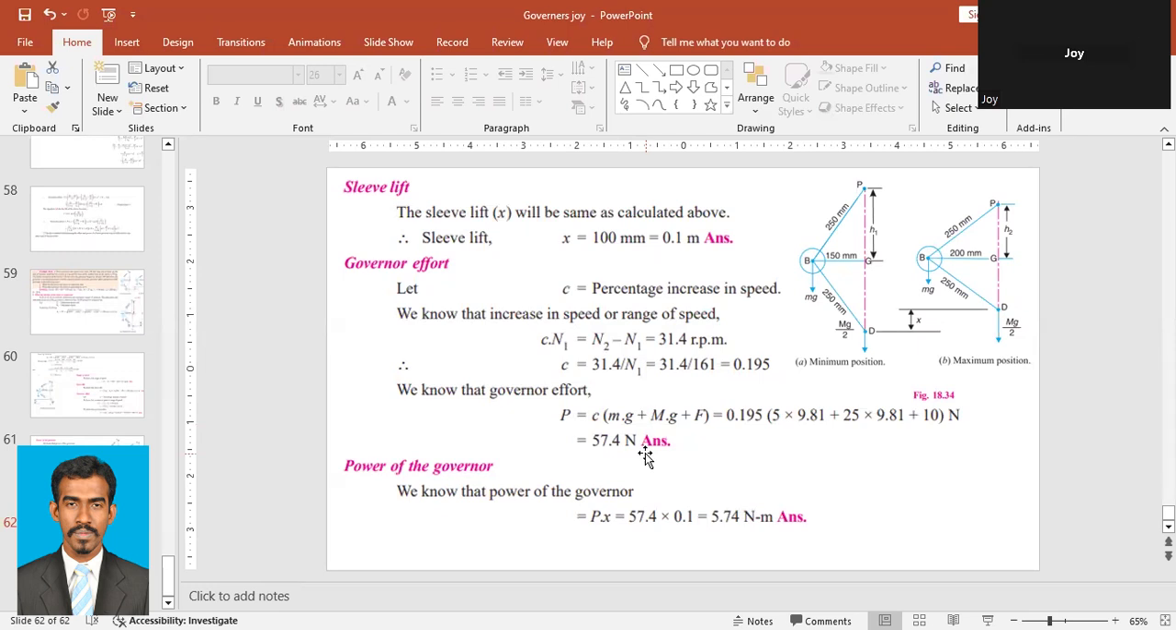If we know the sleeve lift and governor effort, we can find the power of the governor. We just have to multiply these two terms. The power of the governor is P into x. P we have 57.4, x we have 0.1. So P into x is equal to 57.4 into 0.1. When you solve it, you will have 5.74 Newton meter. So the power of the governor is 5.74 Newton meter.